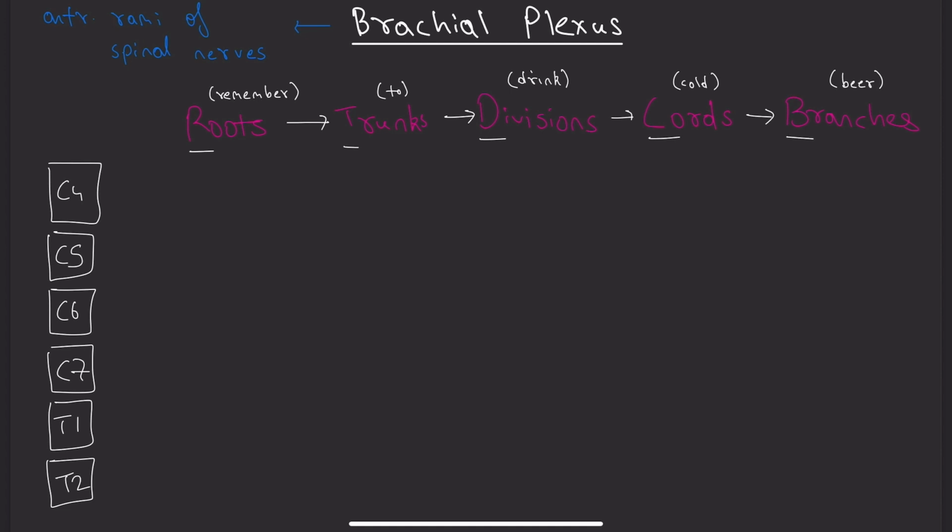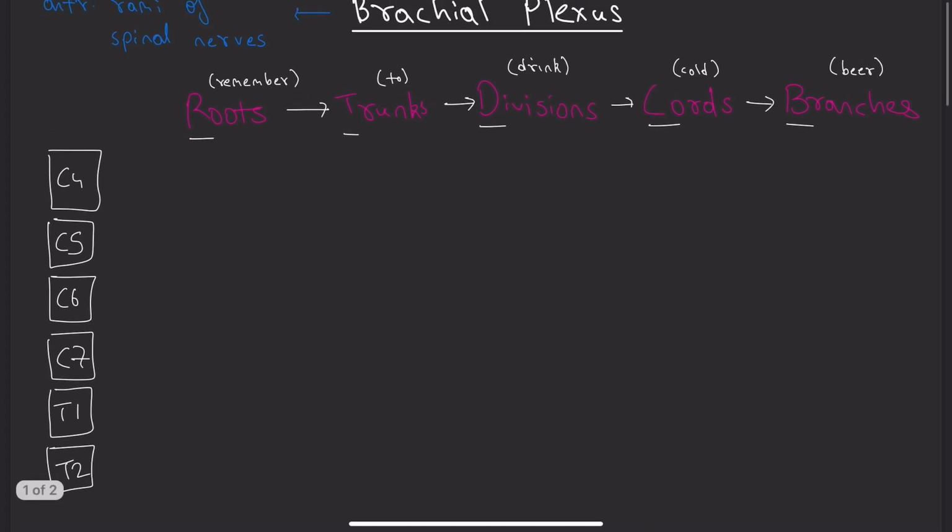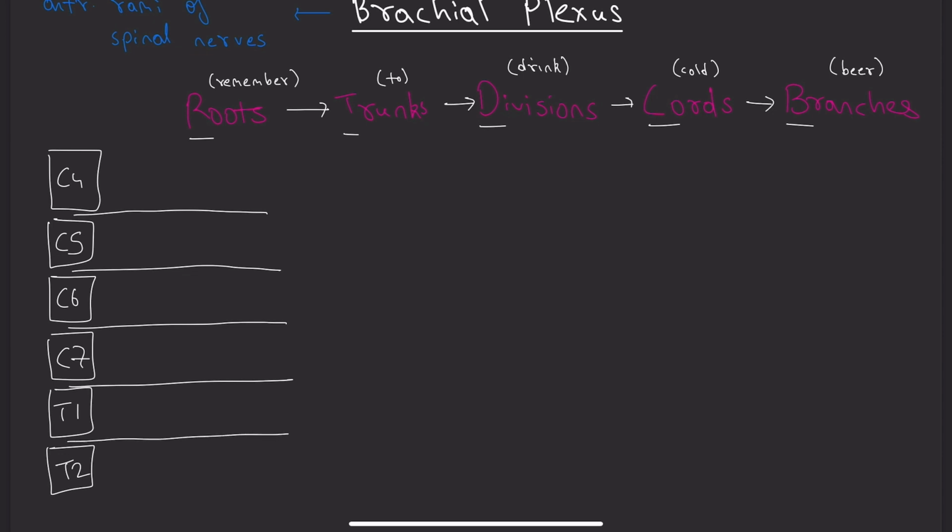The roots of the brachial plexus are made up by the anterior rami of spinal nerves. Spinal nerves emerge out of the vertebral column through the spaces between two consecutive vertebrae. So on the left side here I have drawn some vertebrae. Between C4 and C5 there will be a spinal nerve which emerges out. Between C5 and C6 there will be one. Also one from C6 and C7, from C7 and T1, and T1 and T2.